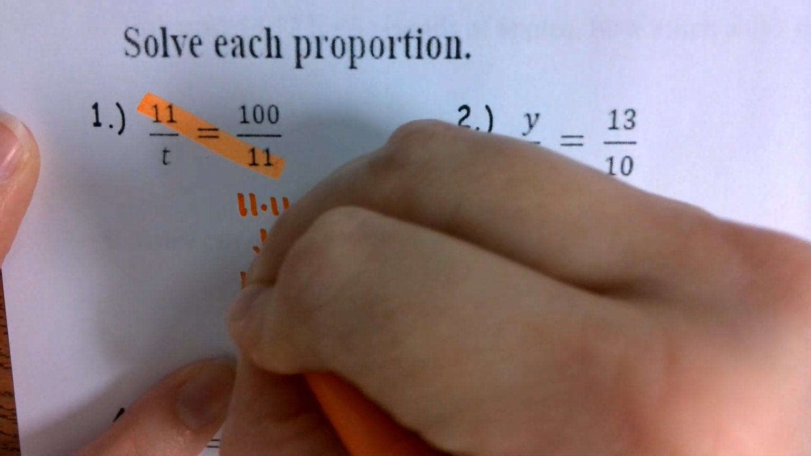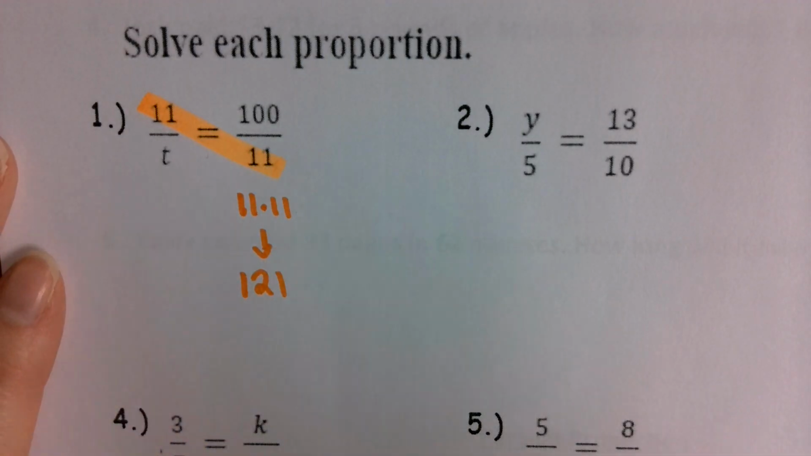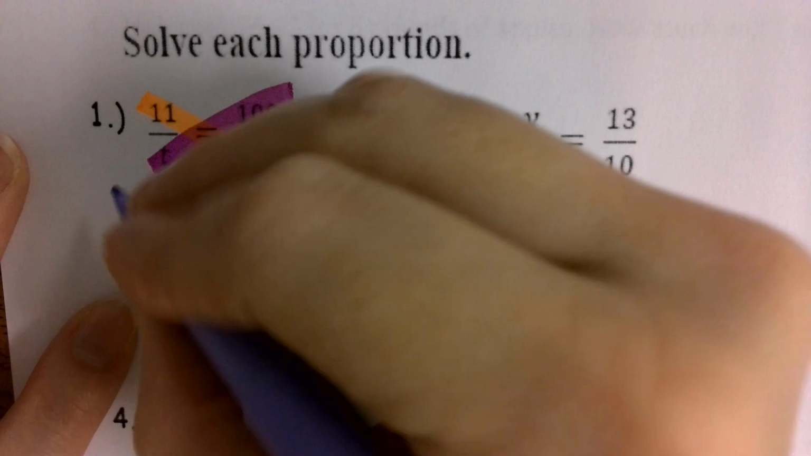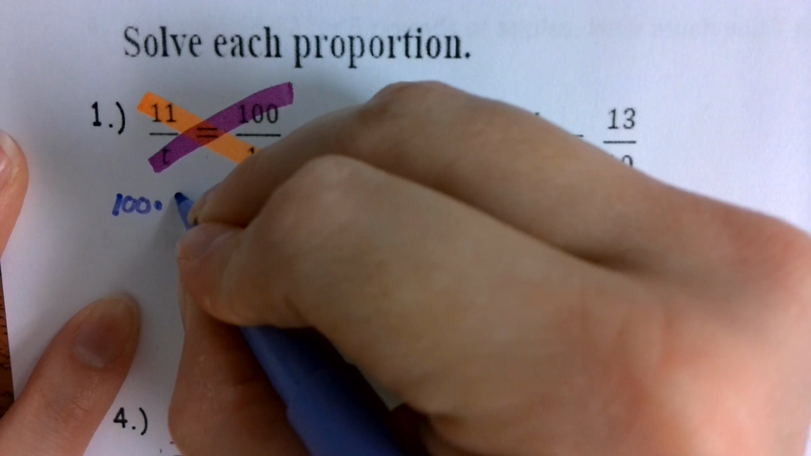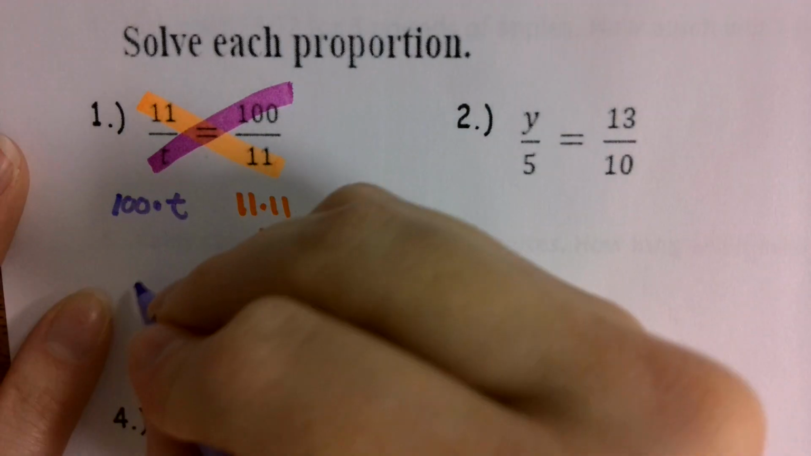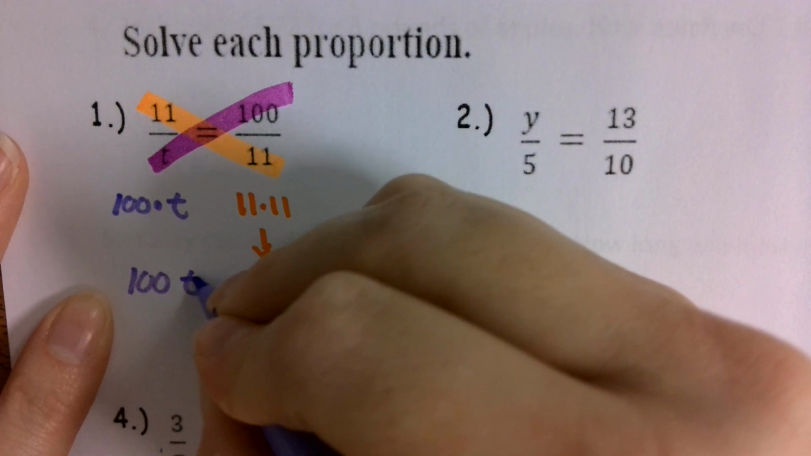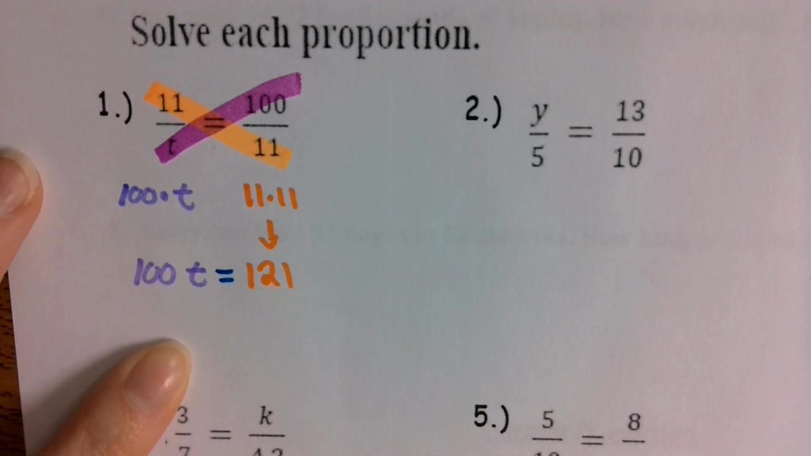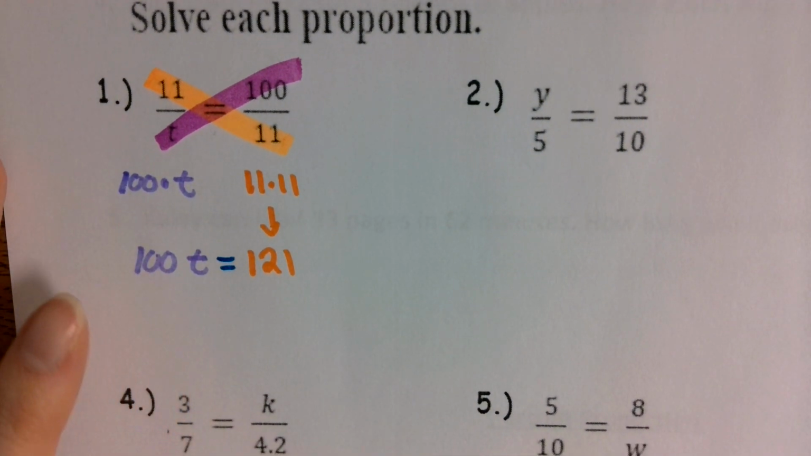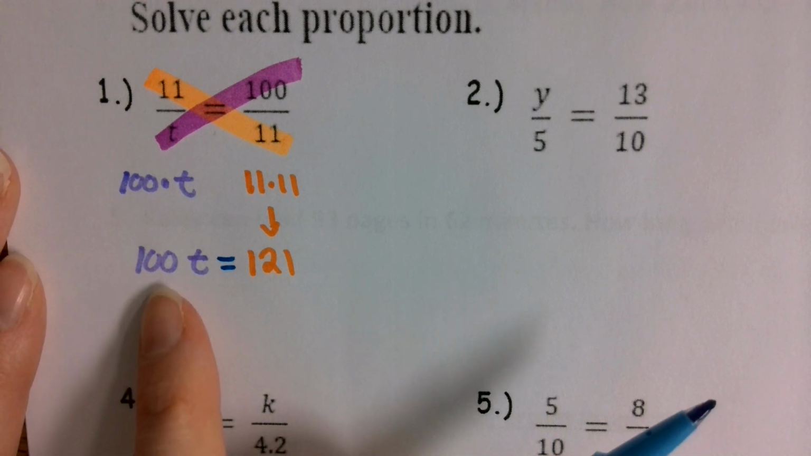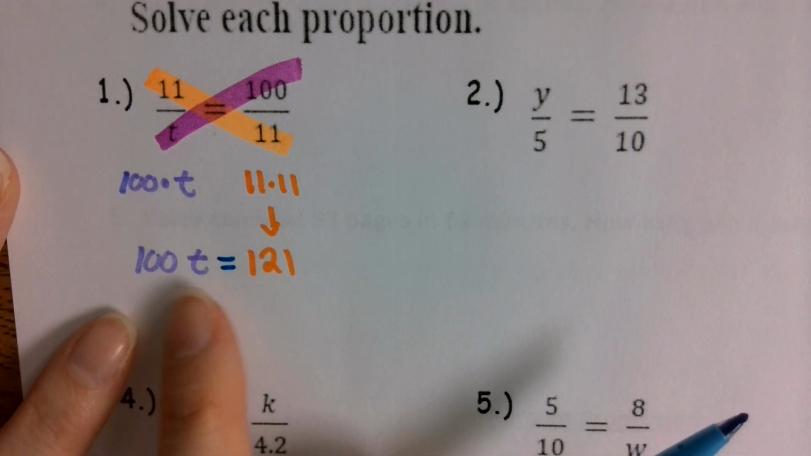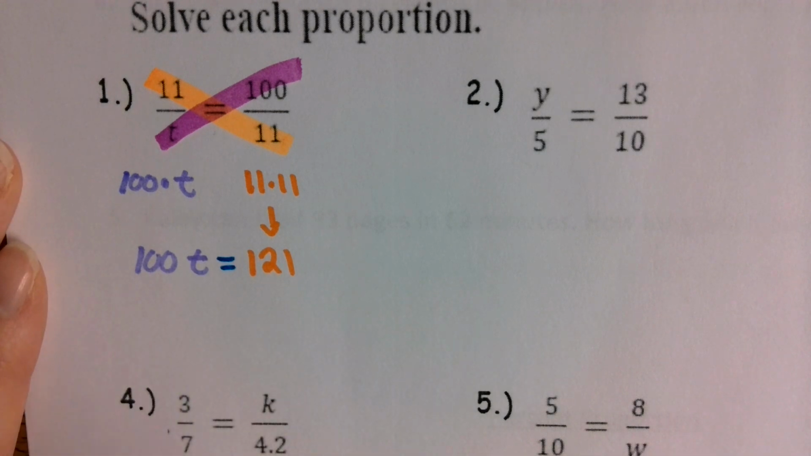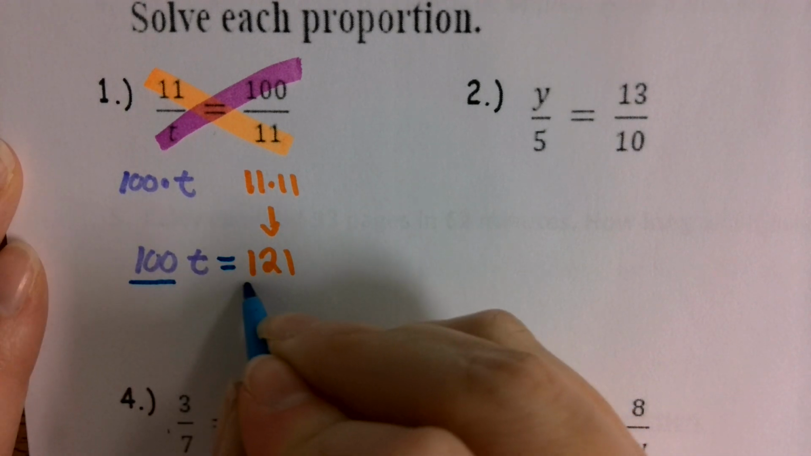121. Okay, and then we're going to multiply t times 100. If I do 100 times a variable, that's just going to come out to 100 and that variable. So we get 100t is equal to 121. And I've now created a one-step equation. What's the inverse operation that I'm going to have to do here? Division. Good. I'm going to divide both sides by 100.